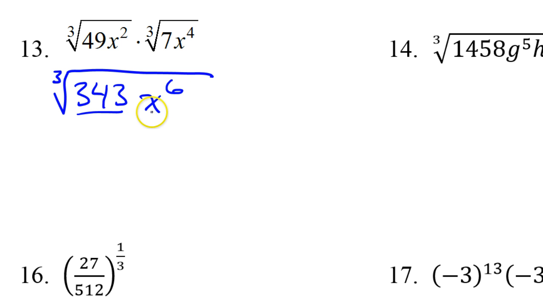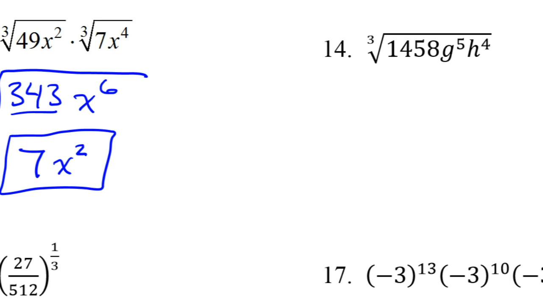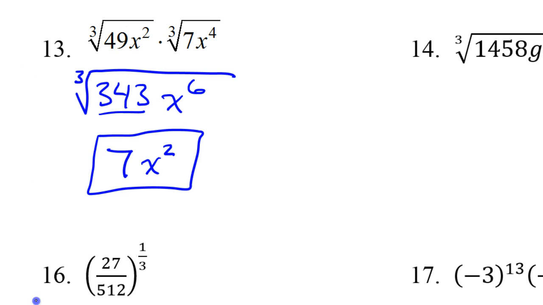And I know that variable-wise, x to the 6th power is a perfect cube because it is divisible by 3. So I'm going to get 7. But for the variable, I divide. 6 divided by 3. So that's going to be x squared. So the answer to number 13 should be 7x squared. Any questions on number 13?